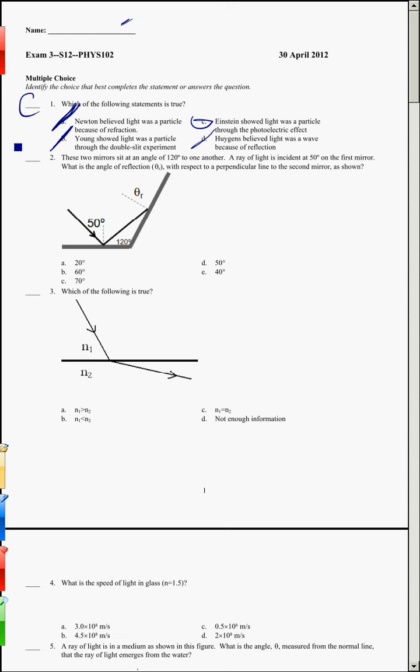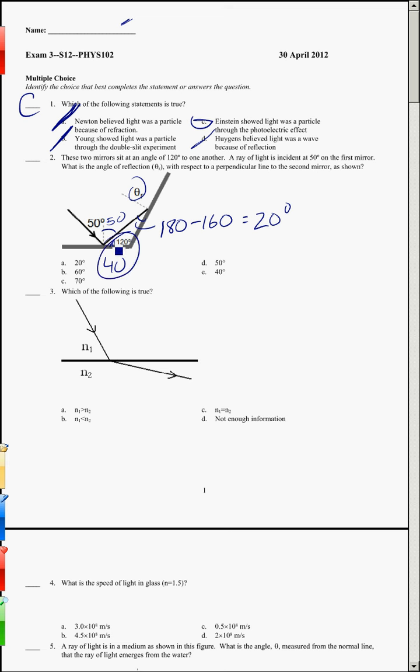Two mirrors sit at an angle of 120 degrees to one another. A ray of light is incident at 50 degrees on the first mirror. What is this angle? The angle of reflection. Alright, so this angle is 50. That means that this angle right here has to be 40 degrees. And then that means that this angle right here has to be 180 minus 160, which is 20 degrees, because these two angles add up to 160.